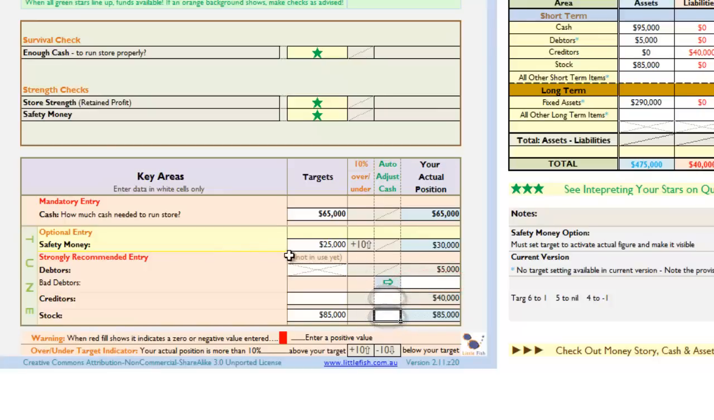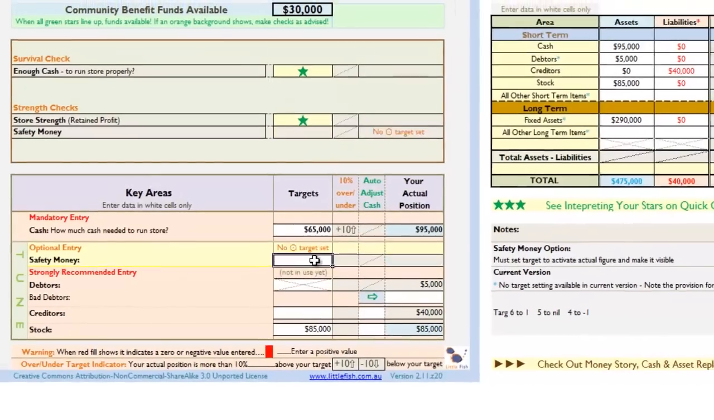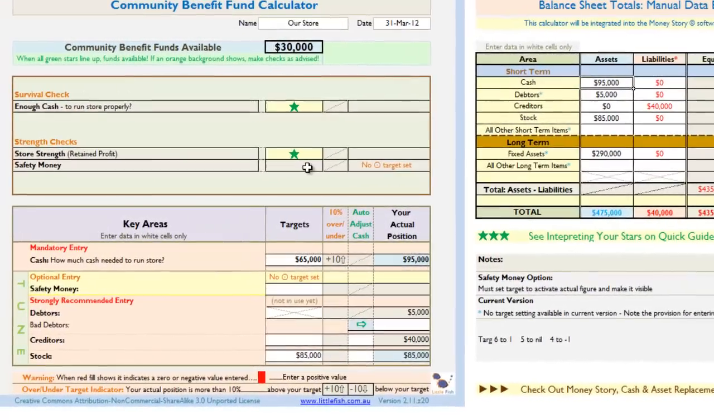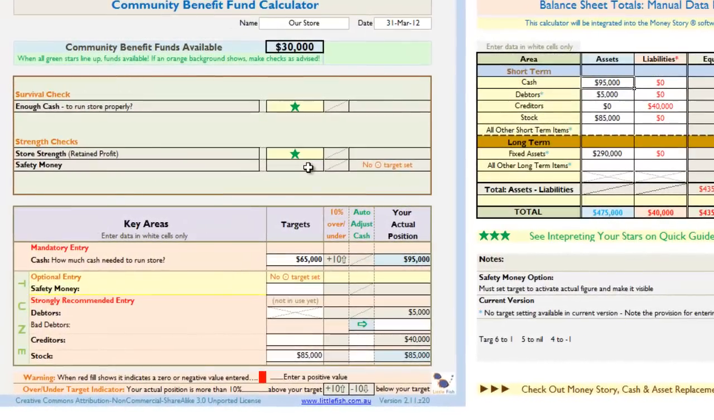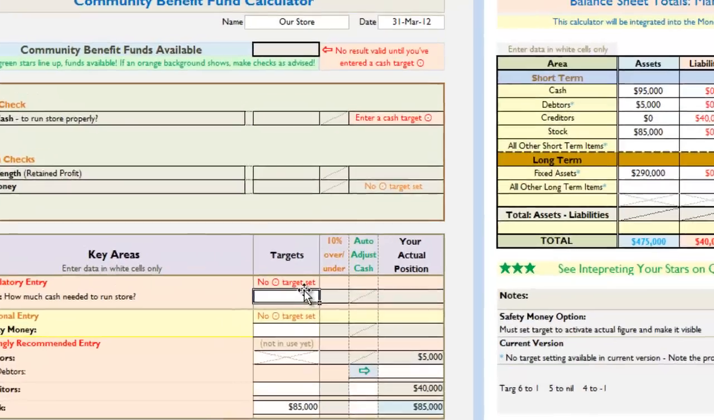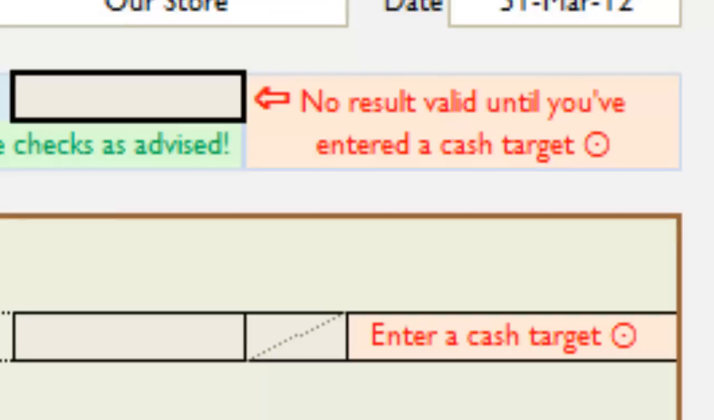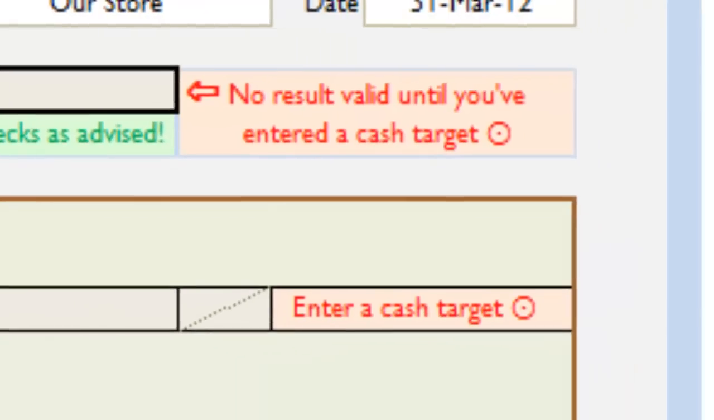Now firstly, safety money is an option. You don't have to have safety money, that's just a possibility. So if you don't, then this safety money no longer applies as a test, no target is set, and you've got more cash than you need. But if you don't set the cash target, the calculator will not work, because it's utterly vital to make sure that you've got enough cash in your store, whatever else is happening.